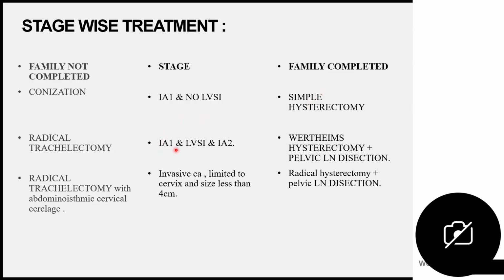If the stage is 1A1 with lymphovascular space invasion, or 1A2, and the family is not completed, then go for radical trachelectomy. And if the family is completed, then go for Wertheim's hysterectomy plus pelvic lymph node dissection. Now, if the invasive carcinoma is limited to the cervix and size less than 4 centimeters, and the family is not completed, then go for radical trachelectomy with abdominal cervical cerclage. And if the family is completed, then go for radical hysterectomy plus pelvic lymph node dissection.